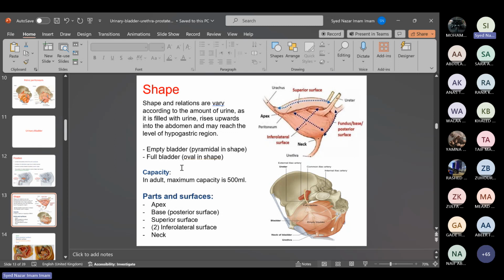Now, what are the different parts you have to know? And tomorrow or day after tomorrow, you're going to identify the different parts. One is the apex, which is connected with the umbilicus through the urachus. Then this is the superior surface. This is the posterior surface or the base. And then we have two inferolateral surfaces. And behind the inferolateral surface, we have the neck here. So this is the apex, which is connected with the umbilicus. And this is the neck, and just below the neck, in the male, we have the prostate.